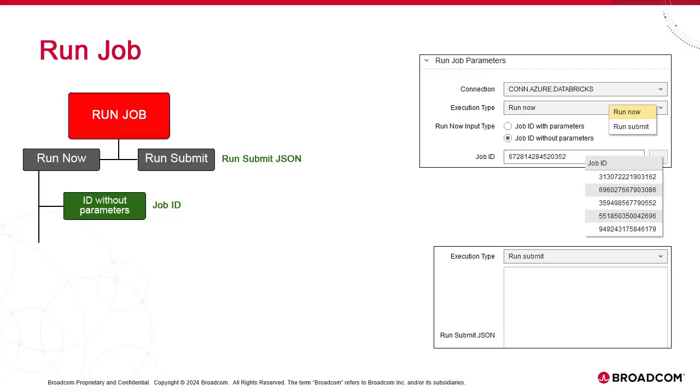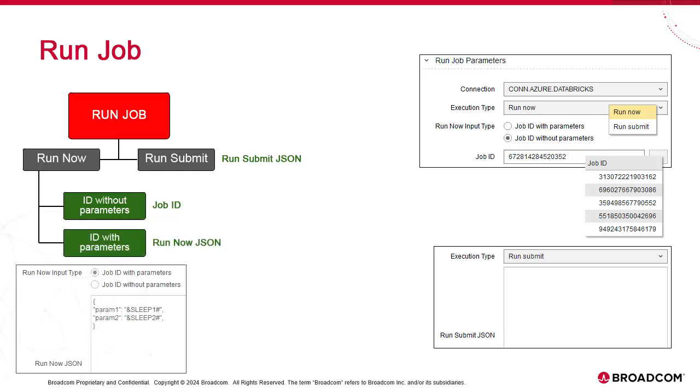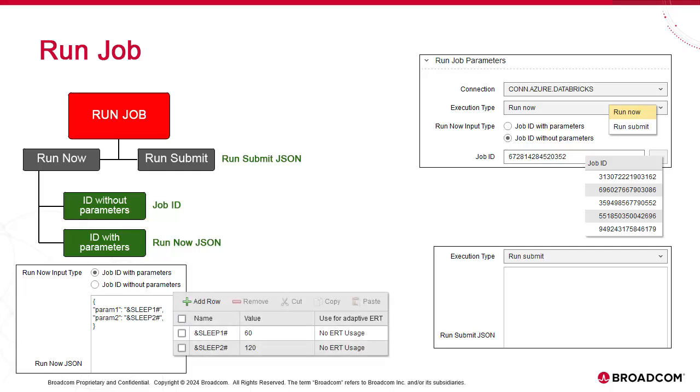You can also pass parameters via JSON to the Run Now with Job ID job. In this case, you simply add the parameters you need in your syntax, and then define those values using your preferred methods. You could, for example, define Variable objects with or without a prompt. At runtime, those values can be updated on the fly and passed dynamically to your Databricks job.